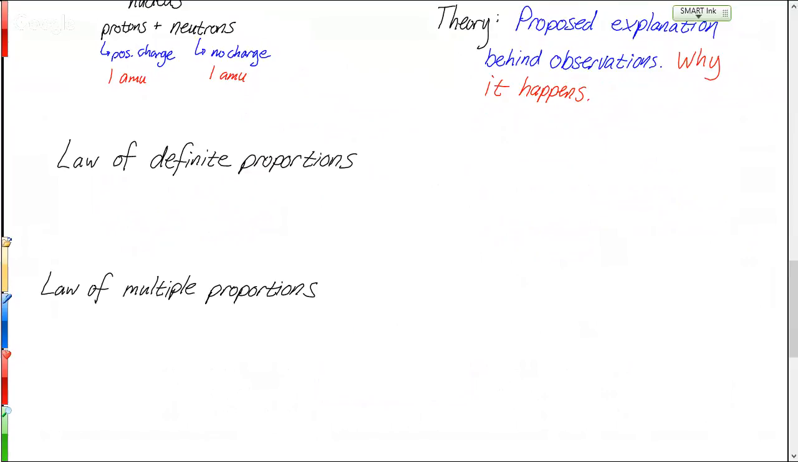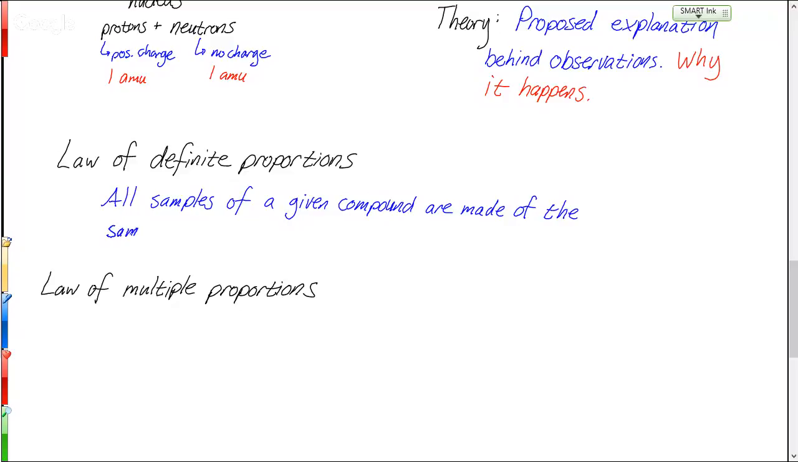this one almost sounds dumb now because it's so obvious, but basically all samples of a given compound are made of the same proportion of elements. So like if you get some water, it doesn't matter where that water is from.